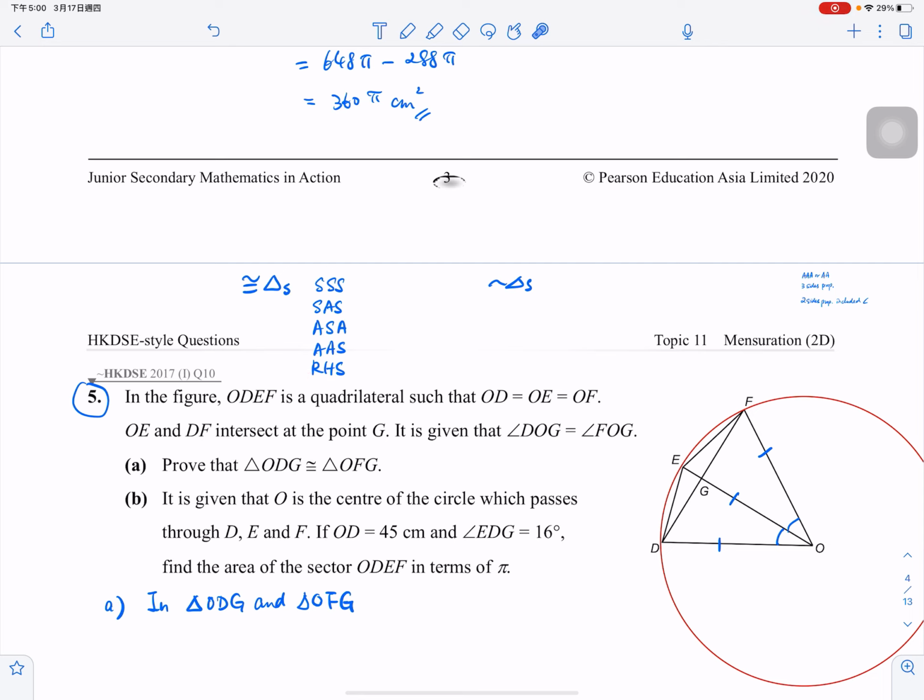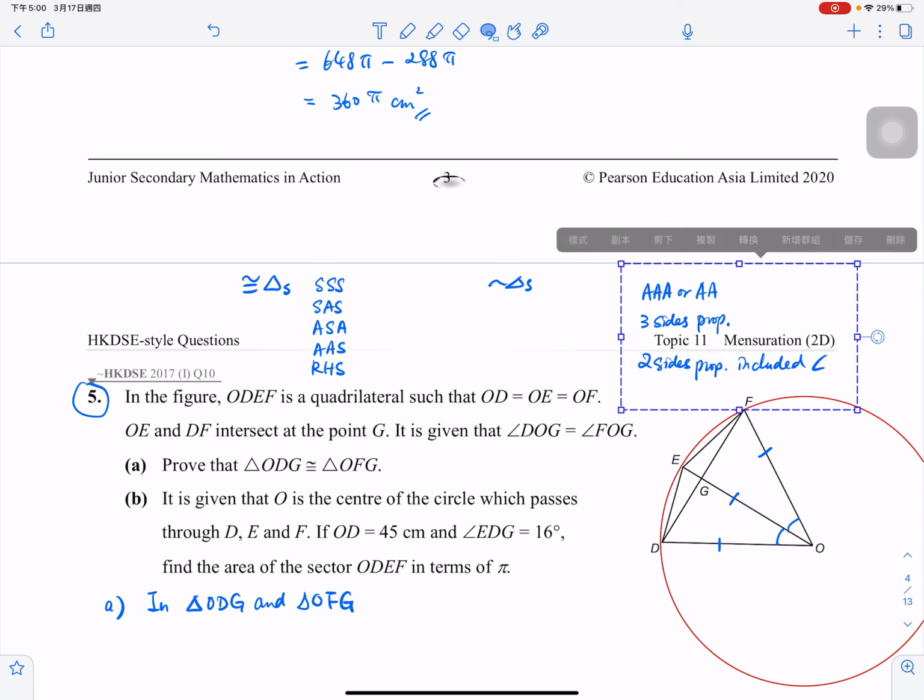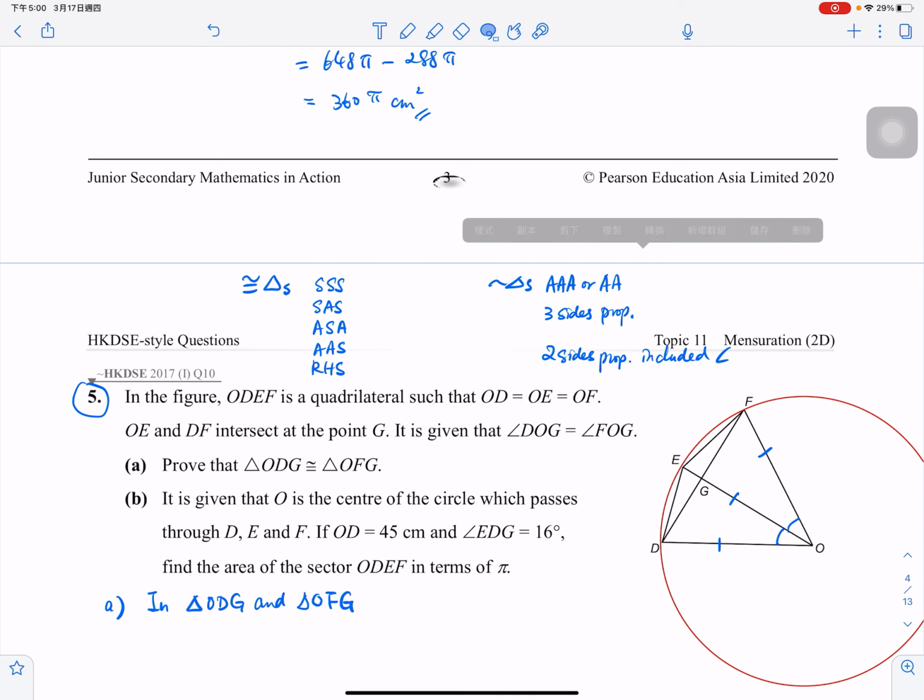How about similar triangles? Do you remember how to prove similar triangles? There are 3 reasons. Let's see. You have AA, this is the first one. 3 sides proportion, or the last one, 2 sides proportion including the angle. That means you have 2 sides in the ratio with the included angle, that means this angle, okay? Here are 2 triangles, okay?